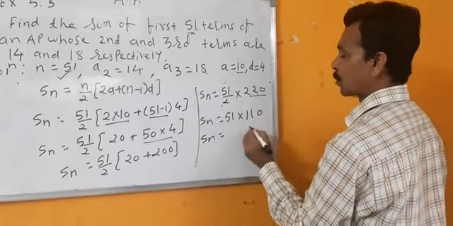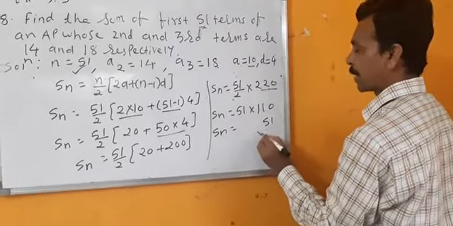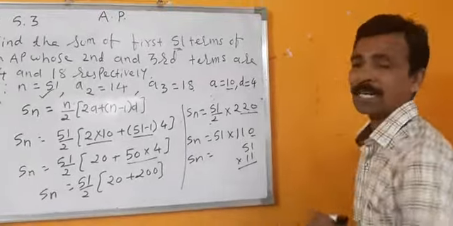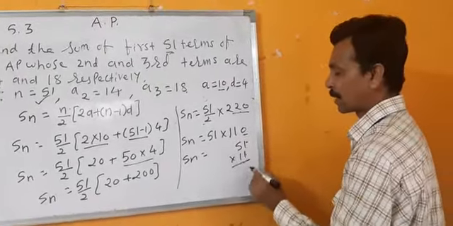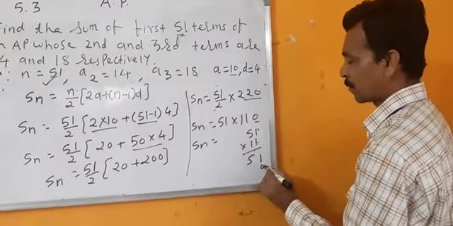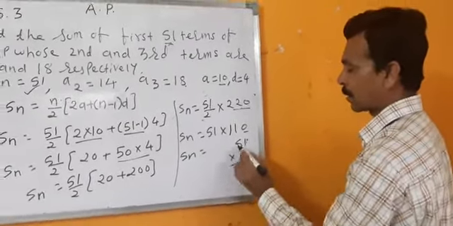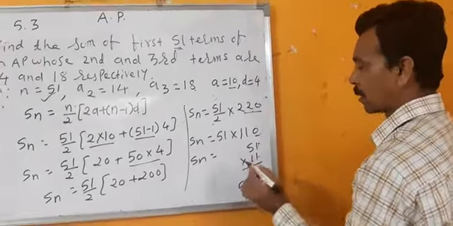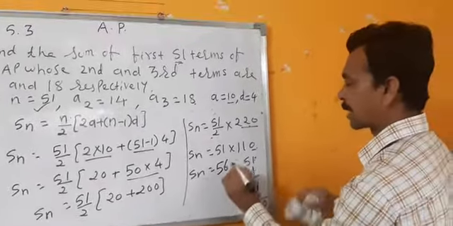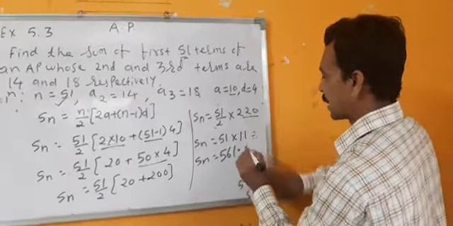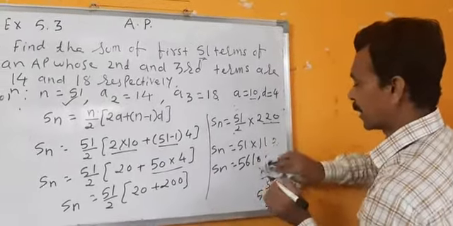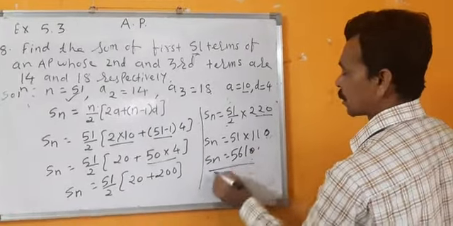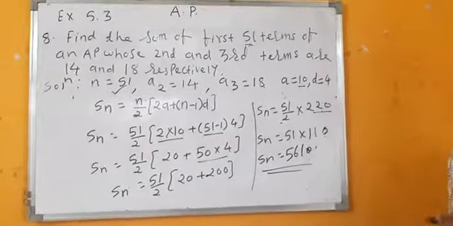Sn is equal to, I will multiply 51 into 11 and then I will add 0 to the right. I will not take 110, I am taking only 11. 1 ones are 1, 1 fives are 5. This is 1, 6, 5 and this 0 will come here. So Sn is equal to 5610. This is the final answer of this sum.